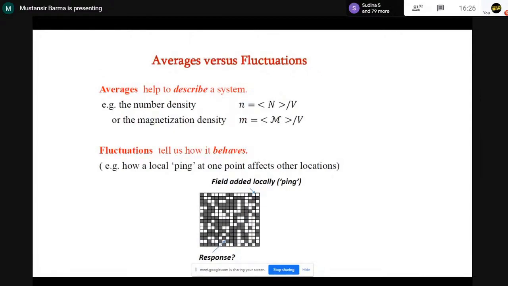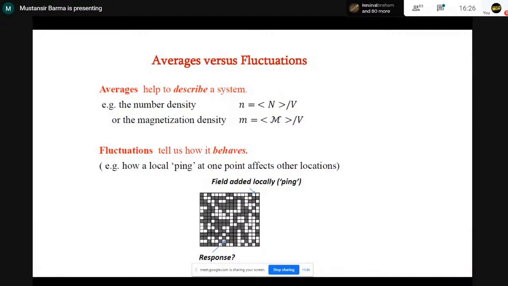Averages versus fluctuations. I've stressed fluctuations so much that you might think that nothing else matters. That of course is not the case. If you have a very large system, the first thing you should do is, of course, look at the average value. For instance, if I have a gas with molecules all over, I have densities which are slightly different from one place to the other.